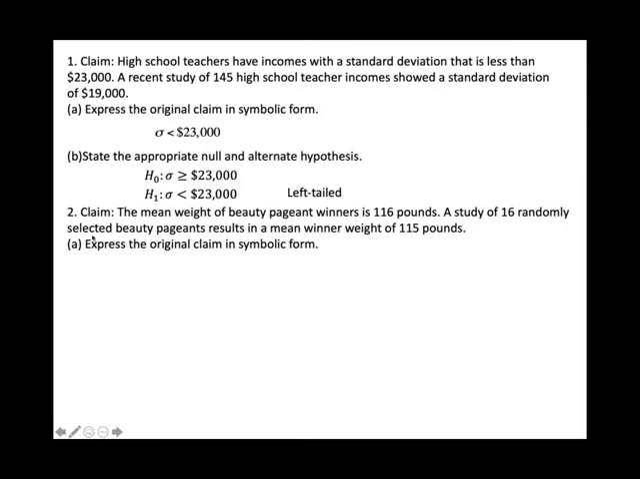Number 2, the claim statement. The mean weight of beauty pageant winners is 116 pounds. Again, when we're working on the null and alternate hypothesis, we only need to pay attention to your claim statement. Other than that, you could just ignore it. So first, write down your original claim. Translate it from English to a mathematical equation. Which population parameter are you working on? Proportion, mean, standard deviation, or variance?